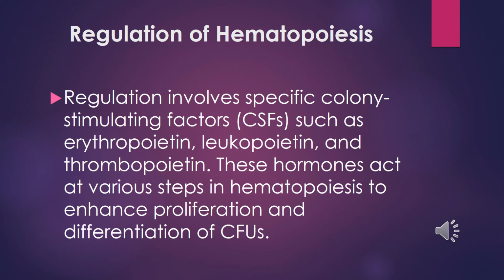The process of regulation of hematopoiesis includes specific colony-stimulating factors. You see the names of colony-stimulating factors: erythropoietin, leukopoietin, thrombopoietin. These hormones, variations of stimulating factors, can be formed in different types of organs. For example, erythropoietin is formed in kidney, and T-lymphopoietin is formed in thymus.